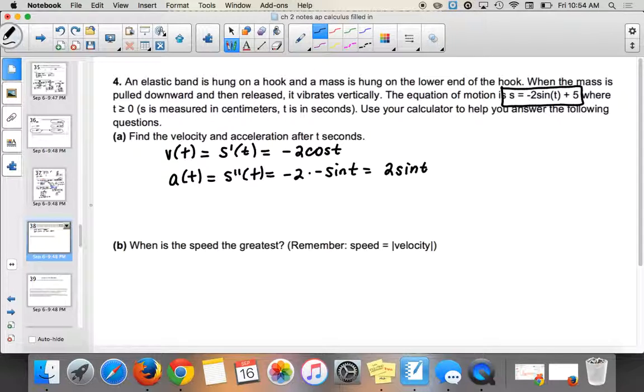Okay, so we're going to use our calculator. So it says, when is the speed the greatest? So speed, as I've told you before, is the absolute value of velocity. Okay, so that's important. So we can graph the velocity function and then just use the positive versions of those numbers. Or you can actually graph the absolute value of your velocity, right? So you could graph the absolute value of negative 2 cosine of t. So let's go ahead and do that.